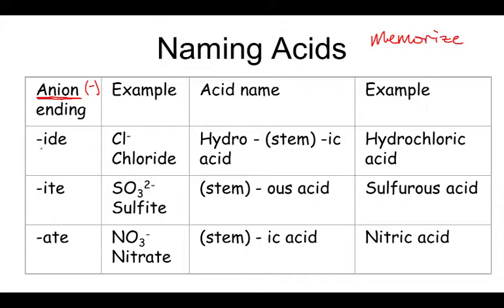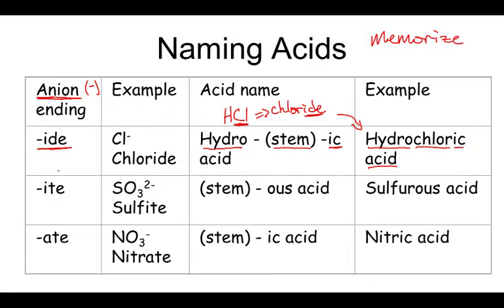Okay? If the anion's name ends with an ide, I-D-E, like chloride here, then the way you name it is you say it's hydro, then you put the stem, and then you say ic. So ide gets hydro stem ic acid. So if you had HCl, the anion is the chlorine, and its name you know now is chloride, so it's ide, so you're going to put hydro, and then the stem name, which is chlor, and then ic, and then we always write acid at the end.